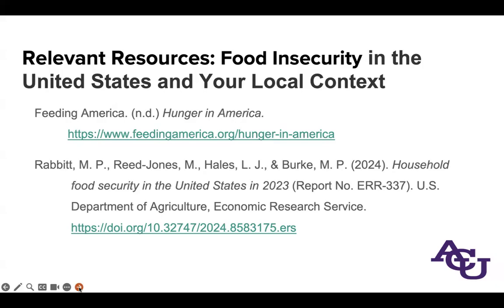And the second one is a U.S. government report by Rabbit et al., Household Food Security in the United States in 2023. Again, both of these resources are accessible at the links we have here, and I have given you the references in APA format if you would like to use them.